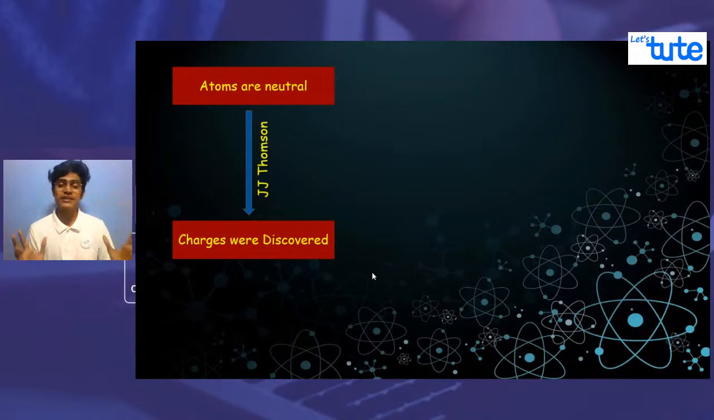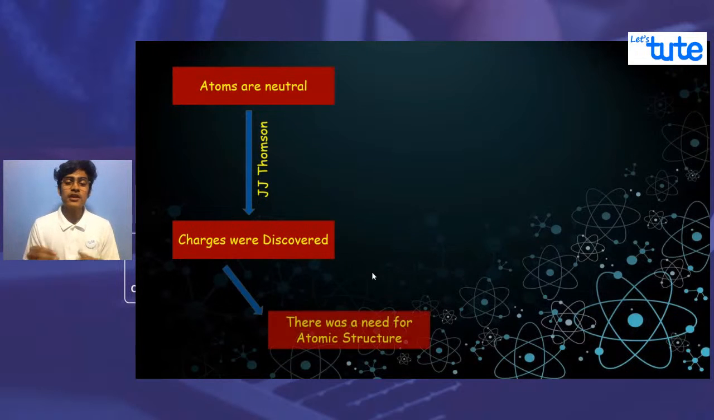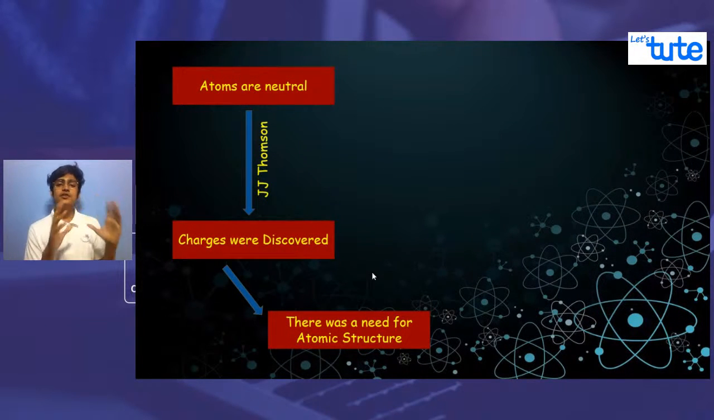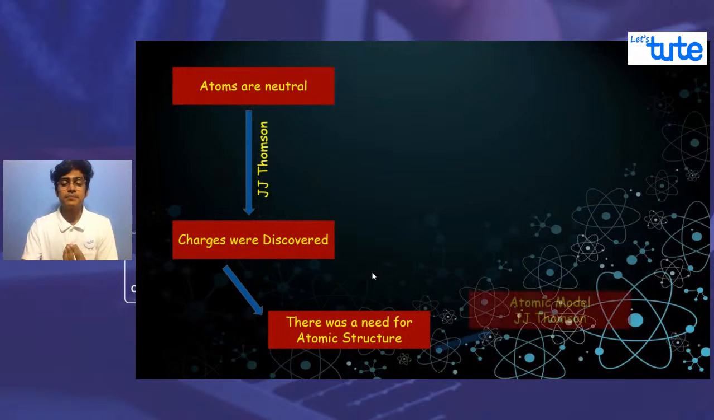So the scientists first used to believe that the atom is neutral, and after that they found that atoms have some kind of charges. So there was a need to find what the structure of the atom is. Because first they used to believe the atom was neutral, it was imagined like a sphere, a metallic sphere. But after charges were discovered, it was felt that we should know the structure of the atom, and so they started studying the atom.